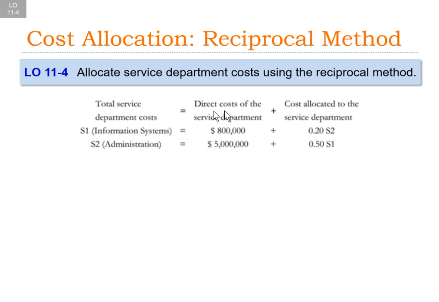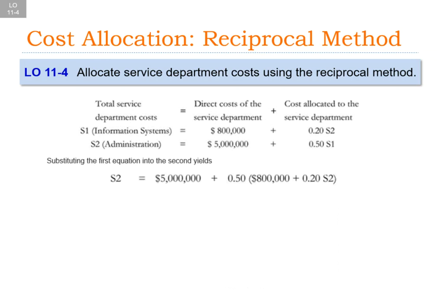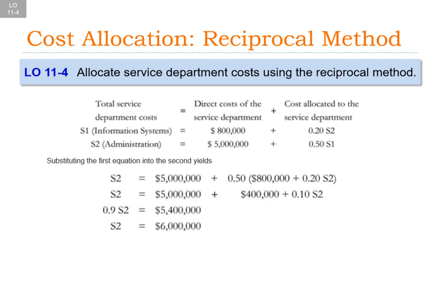Total cost equals the direct cost plus the allocated cost. Information Systems had $800,000 in direct costs, plus it was going to pick up 20% of the cost from the admin department, which in this case is simply being labeled S2. The admin department had $500,000 in direct costs and was going to pick up 50% of the cost of the Information Systems department. Once we have our two equations, we can substitute the first equation into the second equation. Notice, here's our 800 plus 0.2 S2. Then we do a little bit of algebra and can solve for S2.